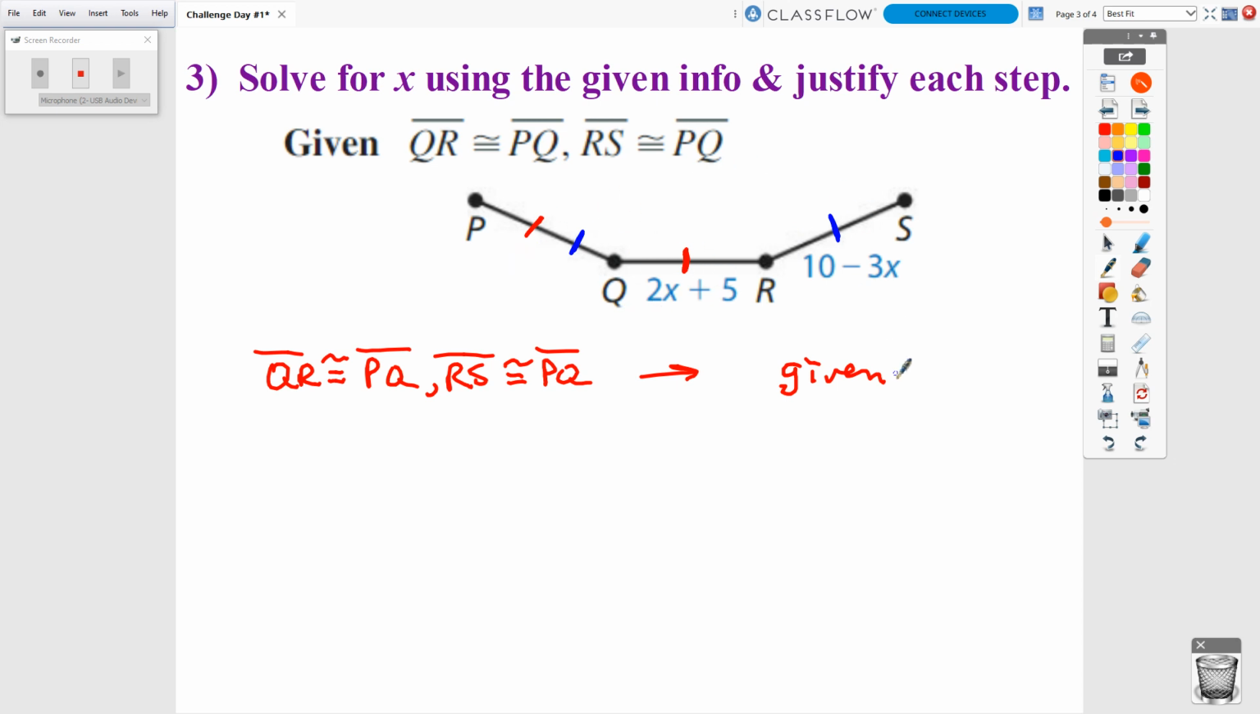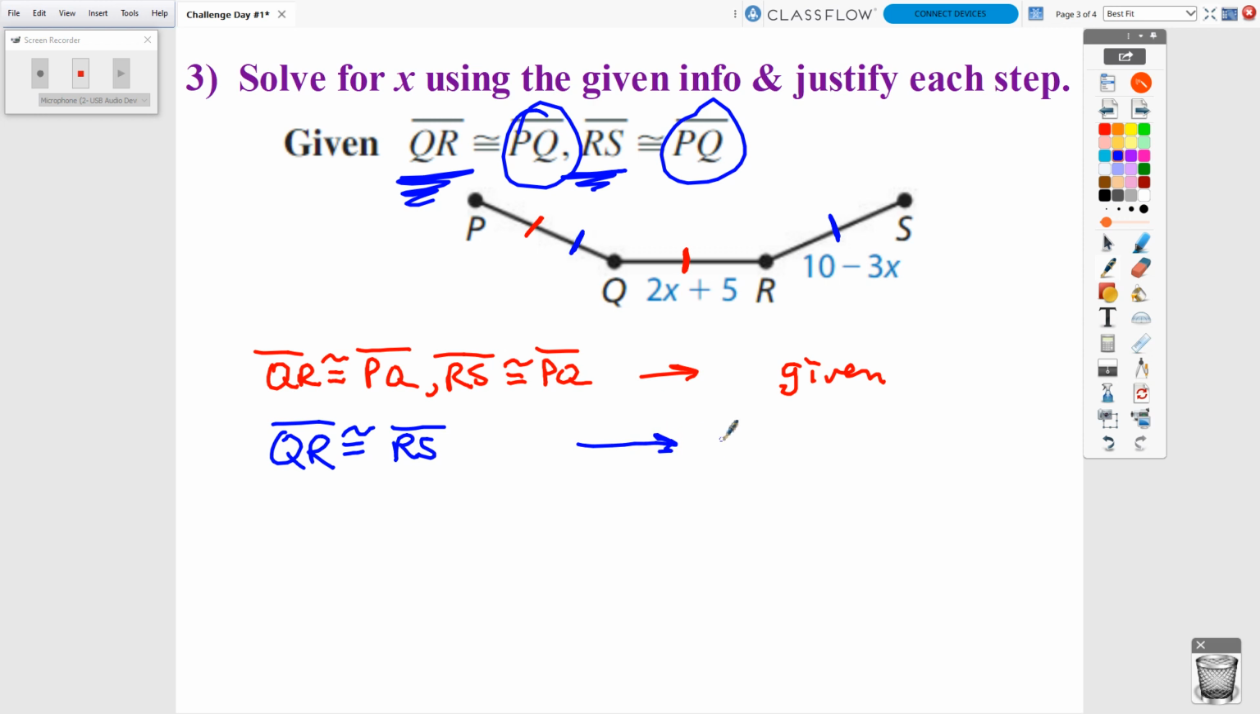Okay, so here's that first real geometric thing we need to discuss. If QR is congruent to PQ and PQ is congruent to RS, then there's that common connector PQ. What must be true is that these other two pieces must be equal to each other. So QR is congruent to RS. And there's using the good old transitive property.